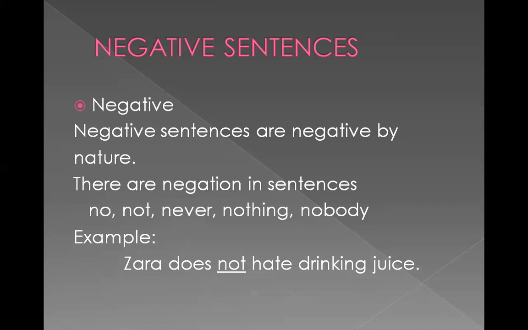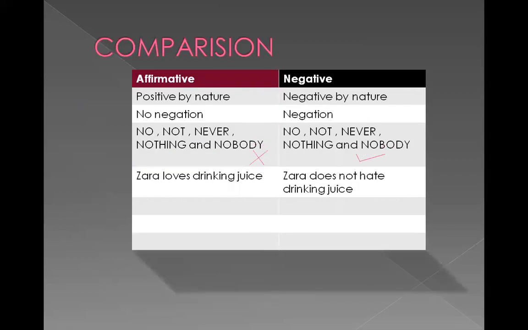I hope now you are very clear with the concept of affirmative and negative sentences. Affirmative is a positive sentence, and the words no, not are not present. But a negative sentence has its own features: with the help of no, not, never, nothing, nobody, we construct the sentence. Let us see this comparison.